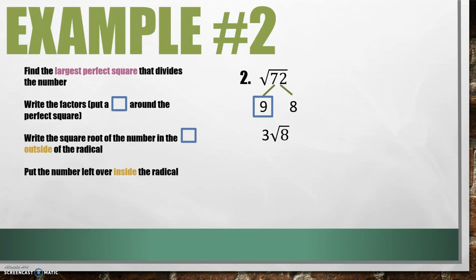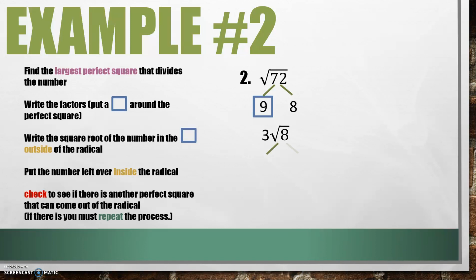Now what I need to do is check to see if there are any other perfect squares that can come out of the radical. In actuality, in this problem, 8 can be broken up into 4 and 2. So there's another perfect square in there. I see that 4. I'm going to take the square root of 4, and I get 2. Well, that number on the outside, you're going to multiply it by 2. The leftover number is just 2.